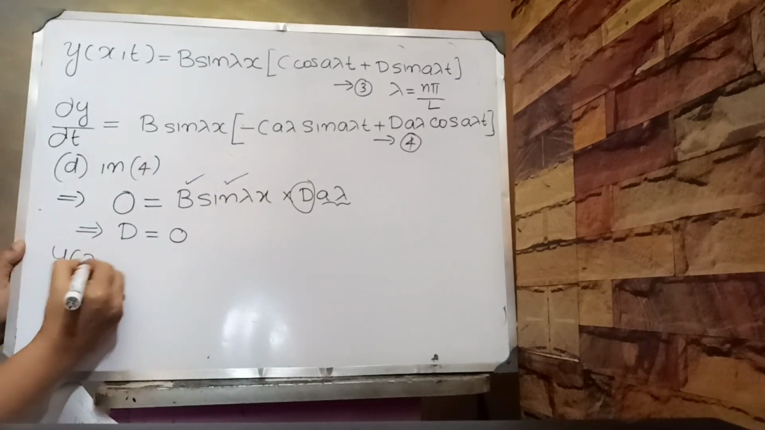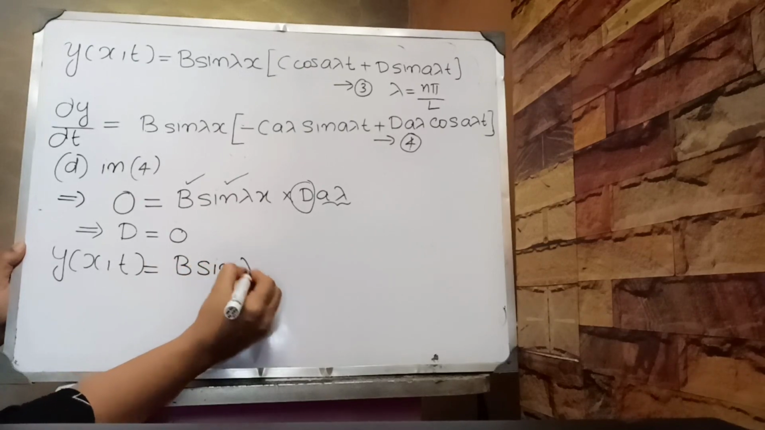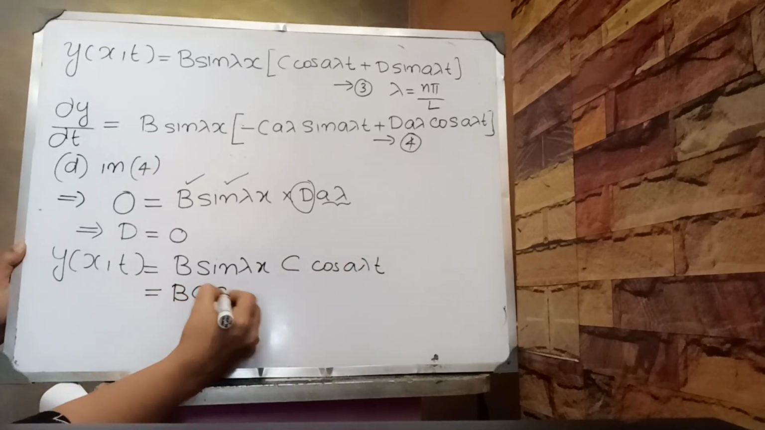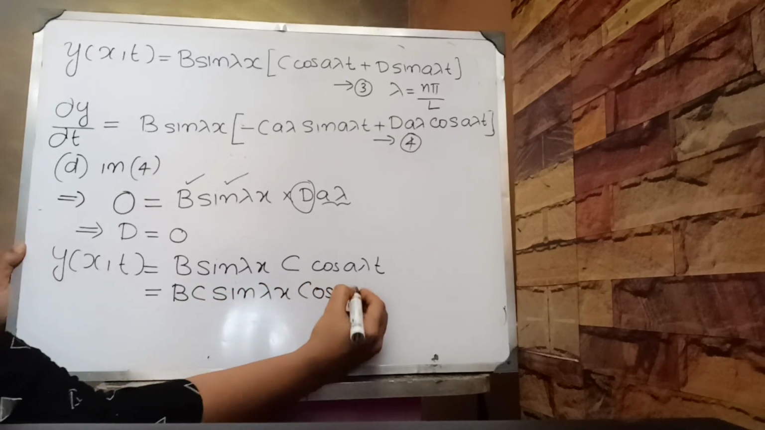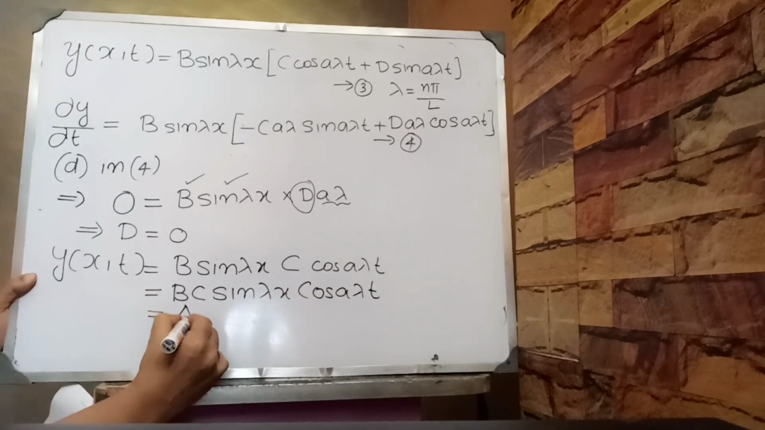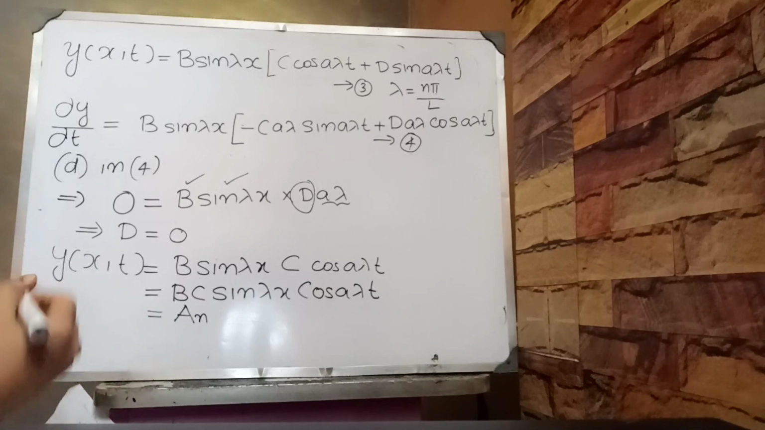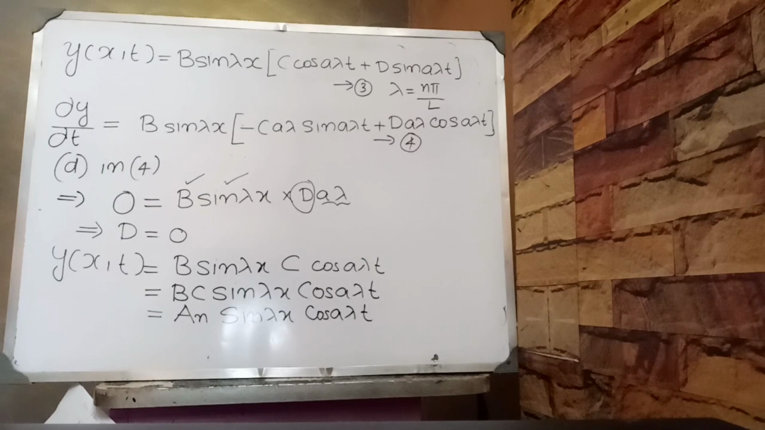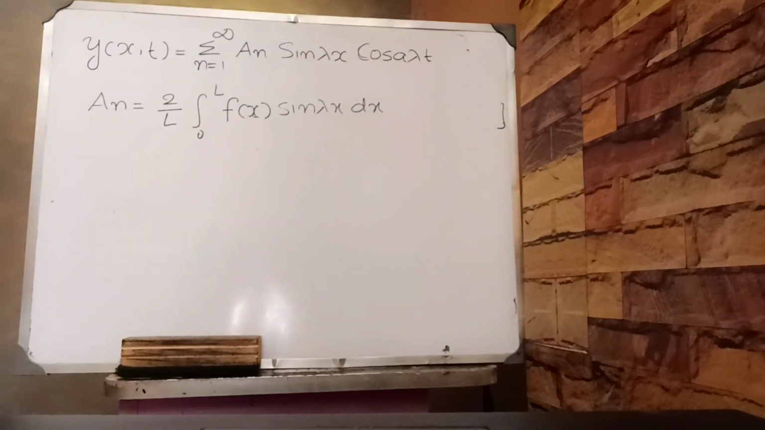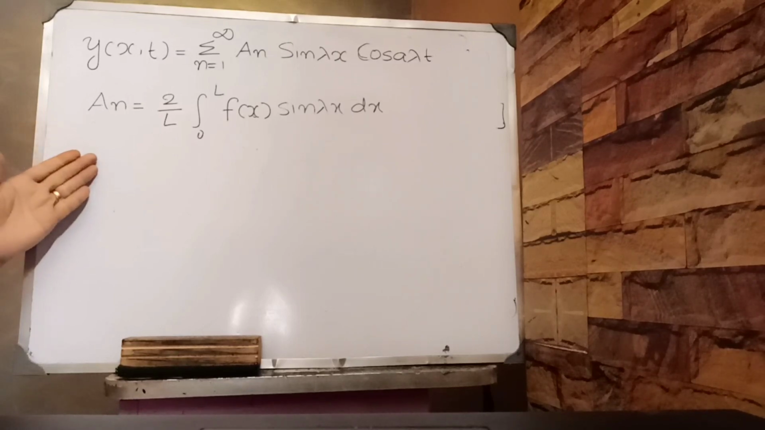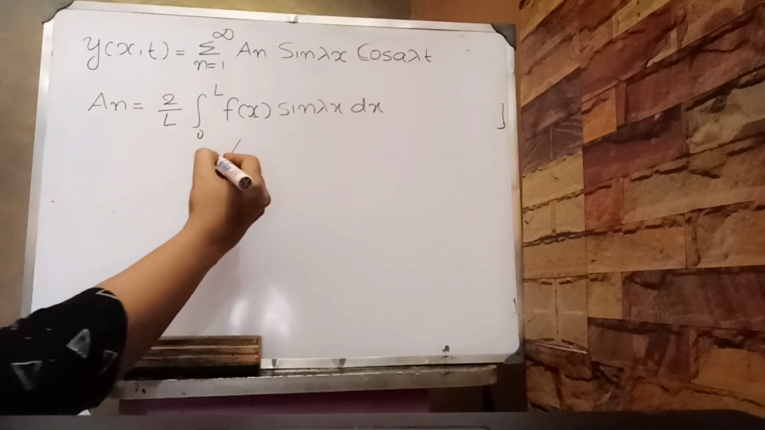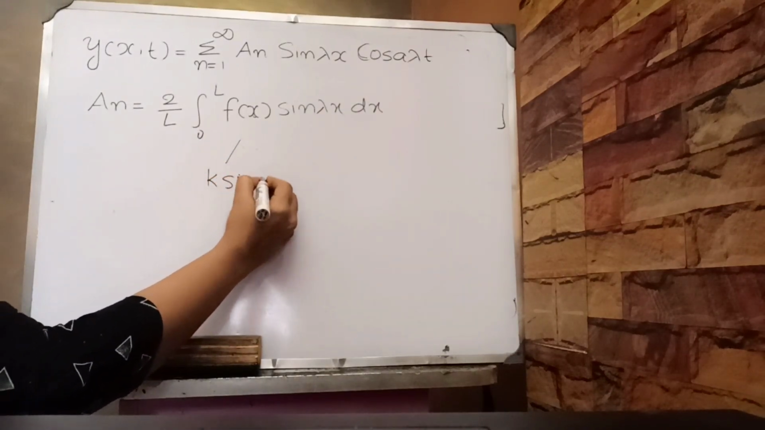So our displacement function y of x,t is equal to B sin lambda x into, this part is 0, so C cos A lambda t, or we can write BC sin lambda x into cos A lambda t. BC we will represent by A n, because we are finding the Fourier series solution of the wave equation, and sin lambda x into cos A lambda t, where lambda is n pi by L. So we have y of x,t is equal to sigma n equal to 1 to infinity A n sin lambda x into cos A lambda t, where the formula to find A n is 2 by L into the integral 0 to L f of x sin lambda x dx. Here f of x is given as k sin pi x by L.